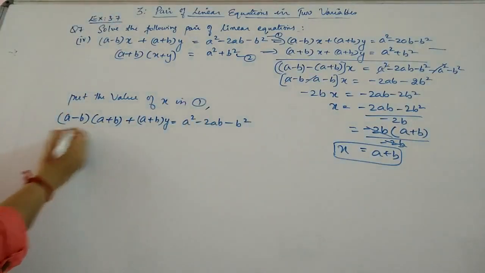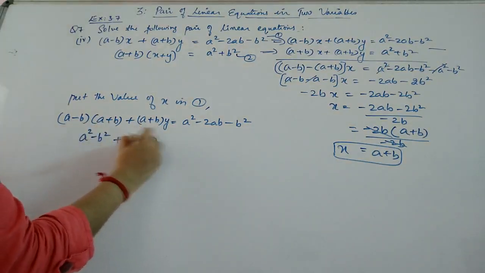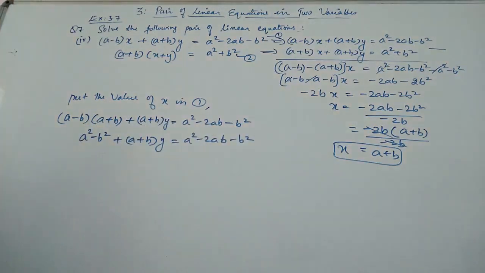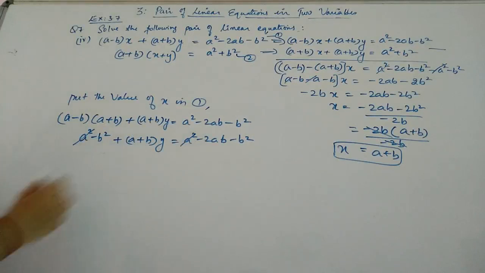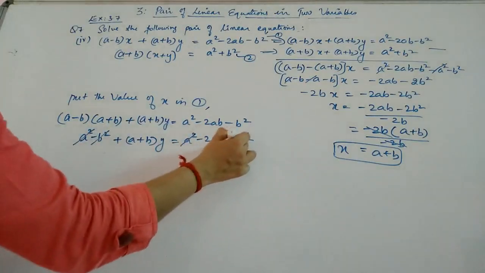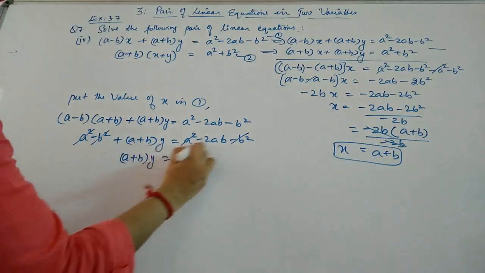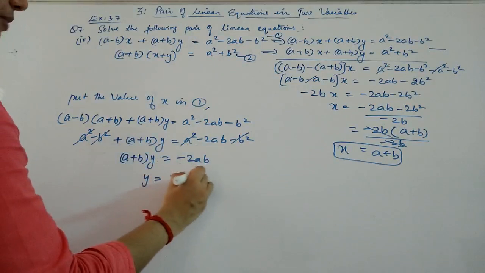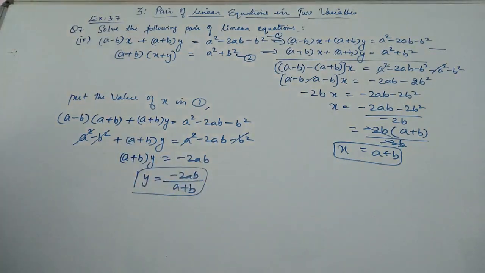Now a plus b into a minus b will give you a square minus b square plus a plus b into y is equal to a square minus 2ab minus b square. Again, here a square, this a square get cancelled. Here you have minus b square and minus b square cancelled. The remaining term is a plus b into y is equal to minus 2ab. So what is y equal to? Y is equal to minus 2ab divided by a plus b. So this is your y value.